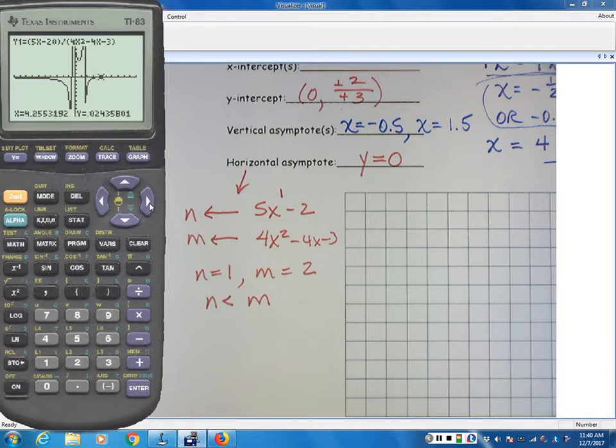Okay, and notice that it did cross the horizontal asymptote. They can cross the horizontal asymptote, but they can't cross the vertical asymptote. It is possible to cross the horizontal asymptote. So here's what our graph looks like.